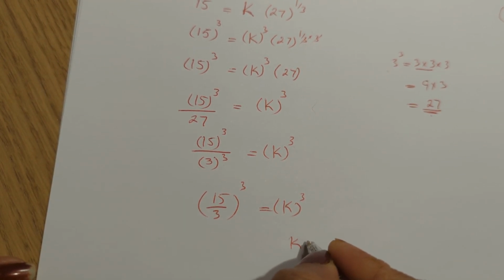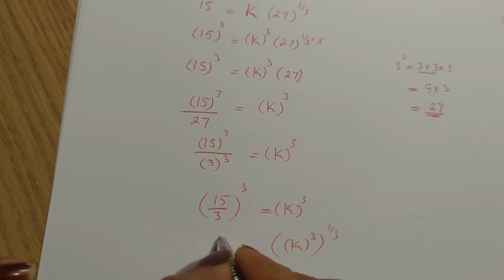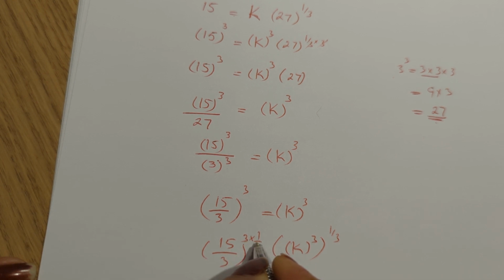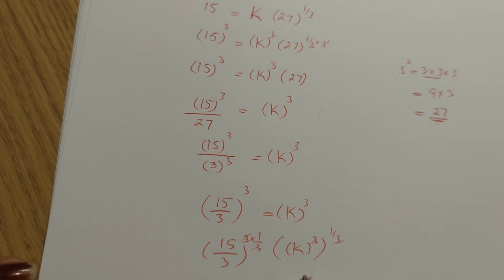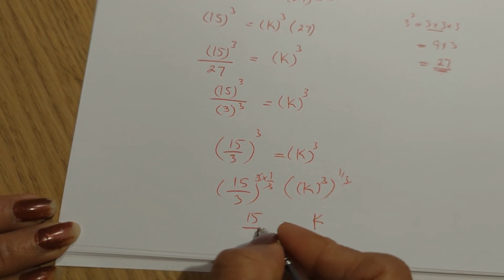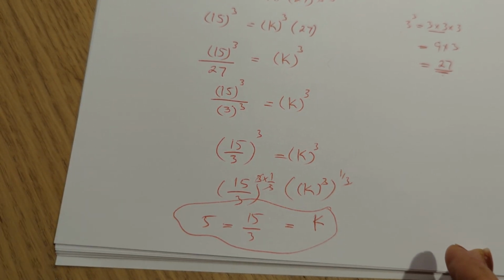I am going to take the power 1 by 3 on both sides to simplify. 3 power 1 by 3 cancel each other. Here we have left k is equal to 15 divided by 3. It will give you 5. So our constant of proportionality answer is 5 here.